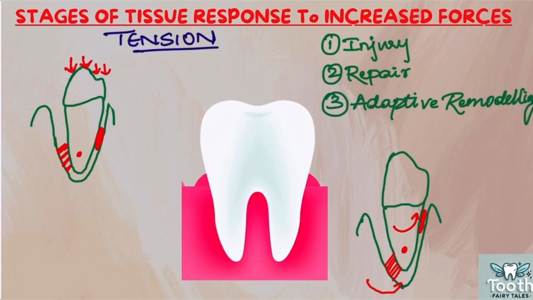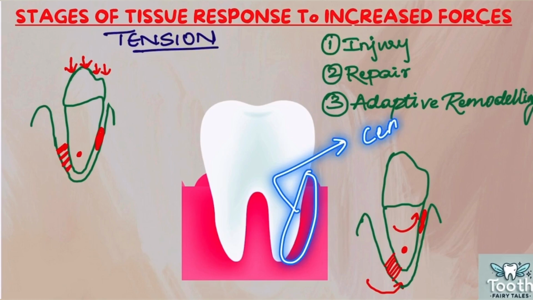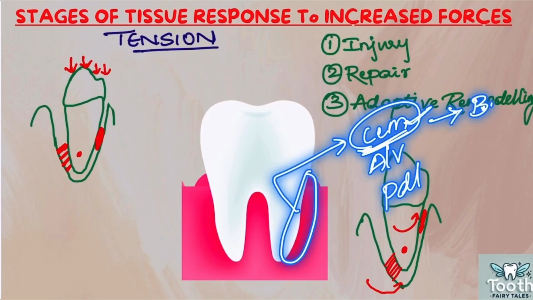Repair phase is the second stage of the tissue response. So during the initial phase or the injury phase, what happens? There is damage to the periodontal structures. So what are periodontal structures? Cementum, alveolar bone, and the periodontal ligament. So the cementum was lost in the injury phase. So in the repair phase, new cementum is formed in order to restore the injured periodontium.